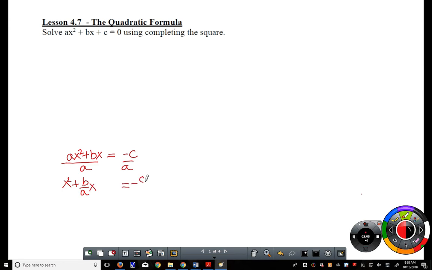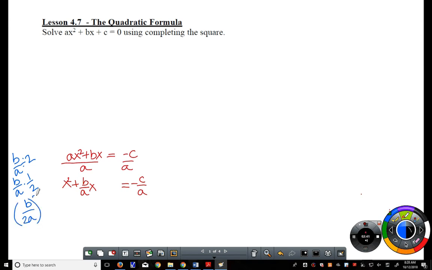Kristen was exactly right that once we have it in this format, we want to take that middle term, divide it by 2, and square it to get that wonderful number at the end that's going to for sure make this a perfect square. So, again, you might not totally like it, but we can take b over a and divide it by 2. Remember, that's the same thing as b over a times 1/2, which is b over 2a.